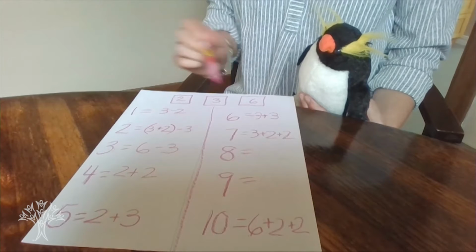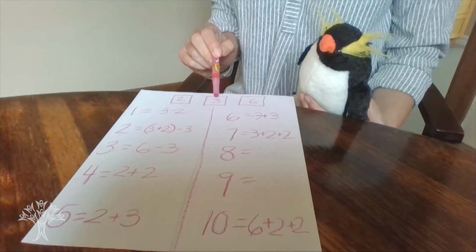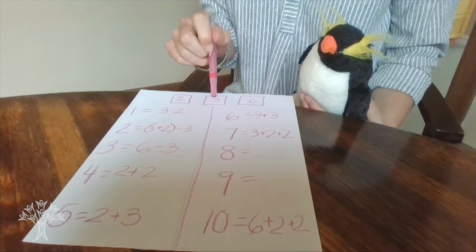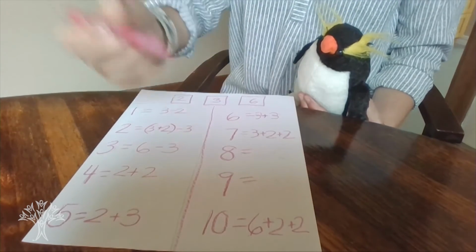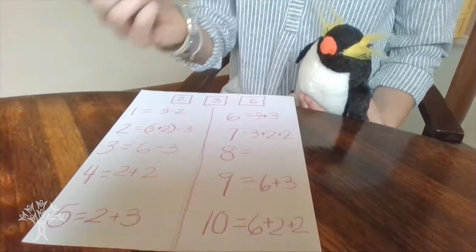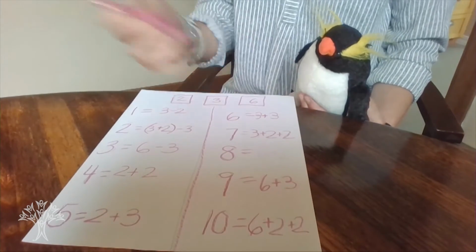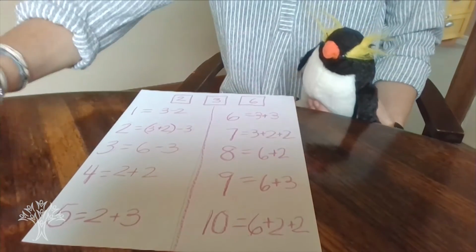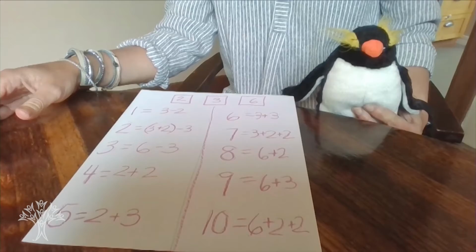I wonder if I could make a 9. Let's see, what is 6 plus 3? I knew 6 plus 4 was 10, so 6 plus 3 is just 1 less than that. 6 plus 3 is 9, and 6 plus 2 must be 8. Look at that. We were able to clear the whole board with help from our rockhopper penguin today.